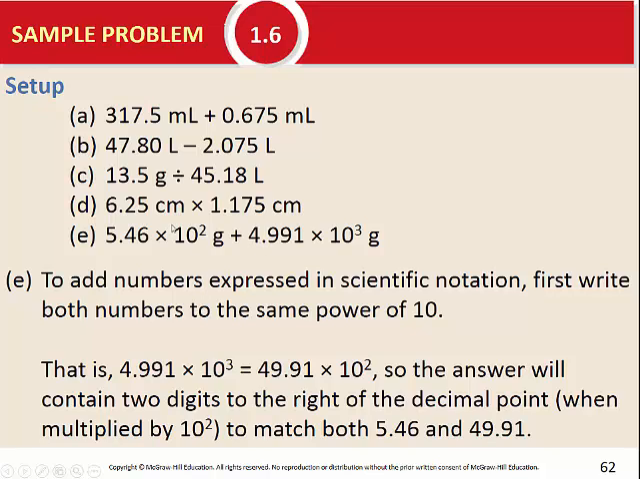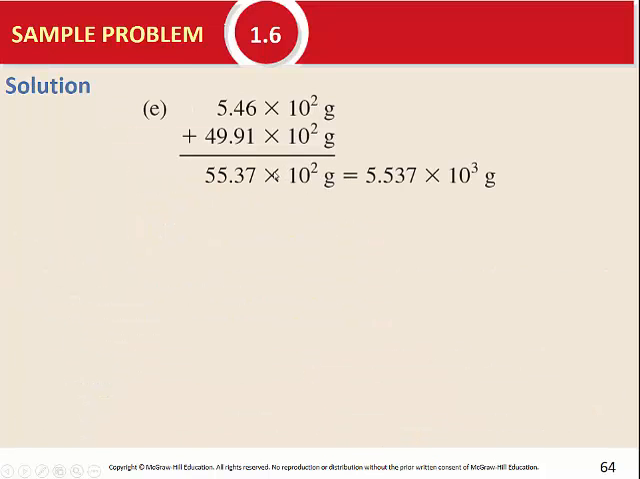So let's do that. Let's rewrite this number, 4.991 times 10 to the third, as 49.91 times 10 to the power of 2. Yes, this number is not correct scientific notation. Correct scientific notation will only have one digit before the decimal, but it will serve our purposes so we can simply add the numbers together. And now we can see I've got 2 spaces after the decimal here, 2 spaces after the decimal here. So after I add them, I will keep 2 spaces after the decimal. So add them together, 2 spaces after the decimal.